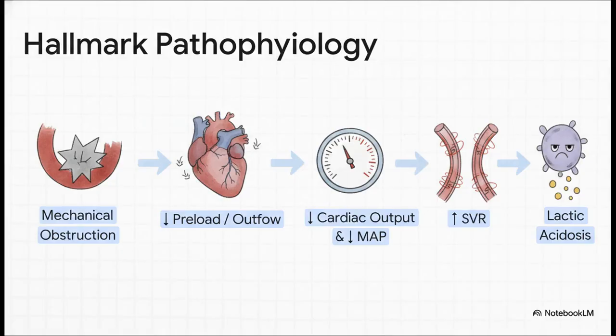So this is the domino effect that happens in the body. It all starts with that mechanical blockage. Because of that blockage, less blood can get into the heart to be pumped out. That's your decreased preload. Naturally, if less blood goes in, less blood comes out. So cardiac output and your mean arterial pressure, or MAP, just plummet. The body freaks out and clamps down on all the blood vessels to try and raise the pressure. That's your increased SVR. But it's not enough. The cells aren't getting oxygen, so they switch to their emergency backup fuel, which produces lactic acid, and that leads to a really dangerous situation.